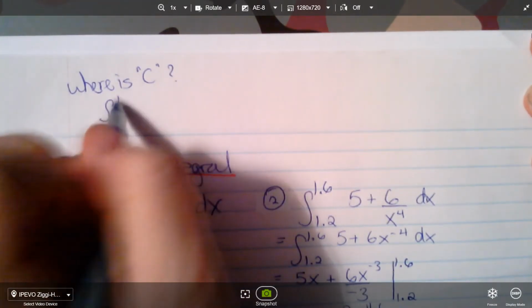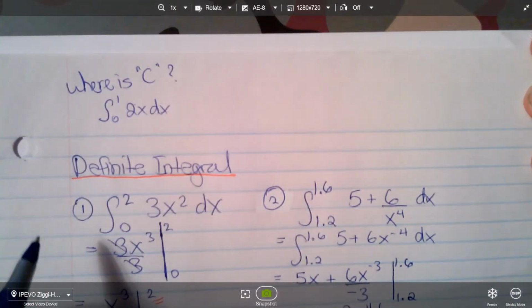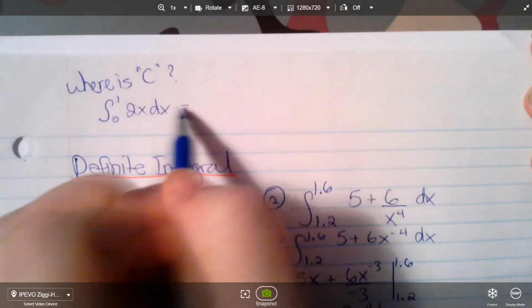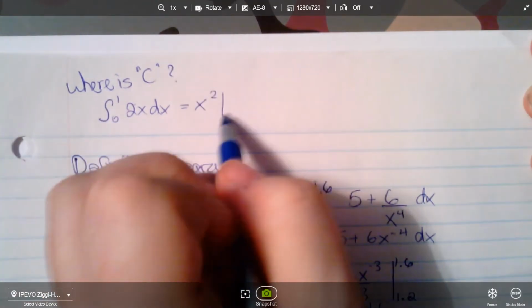If I integrate something like 2x, let's say, and I integrate the function, I want to evaluate between 0 and 1. When I integrate that, I get x squared.